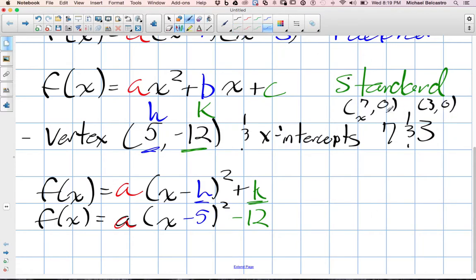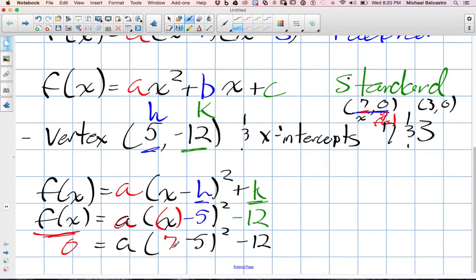So I'm just going to take the first one. I'm going to use these values. This is another coordinate. It's nice that it's the x-intercept, but it doesn't matter. We can still use it. This is the x value, and the 0 is the y, or you can think of it as the f(x) value. So we're going to replace f(x) with that 0, and we're going to replace x with the number 7. Everything else will stay the same. 0 is equal to a(7 - 5)² - 12.